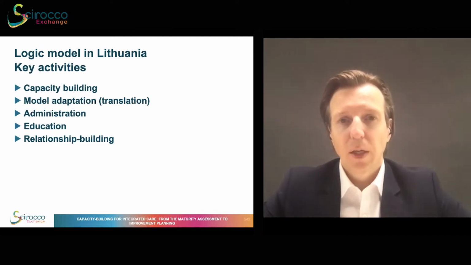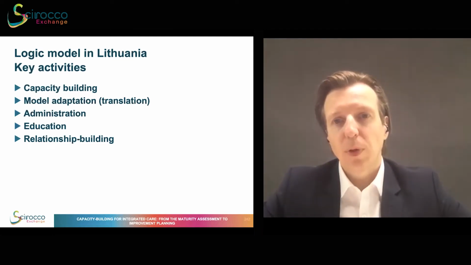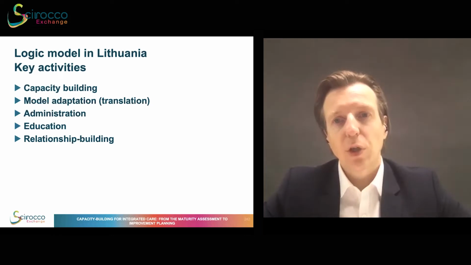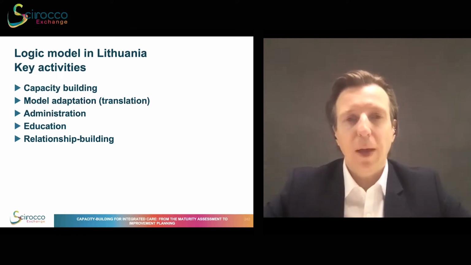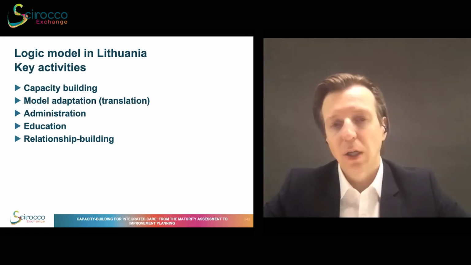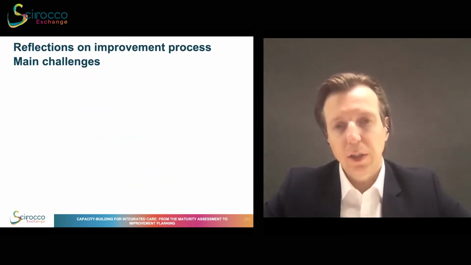During the second workshop with a stakeholder group, we tried to finalize a more user-friendly logic model, which contained planned activities of capacity building, translation, administration, patient education, and relationship building. Now, if I may go into a little bit more detail into each of them.